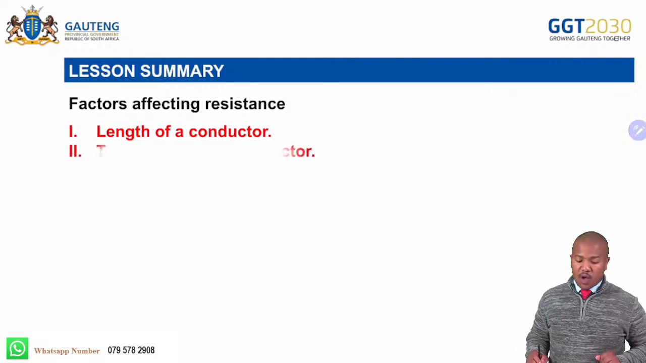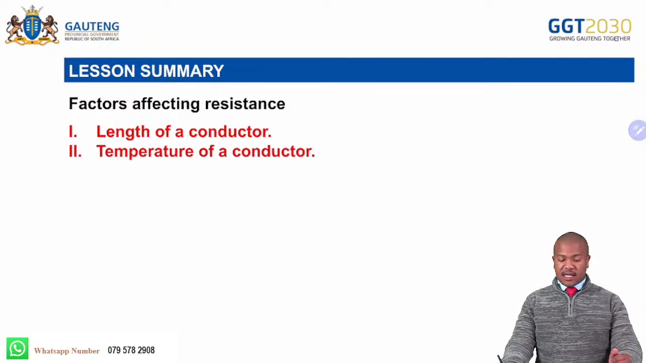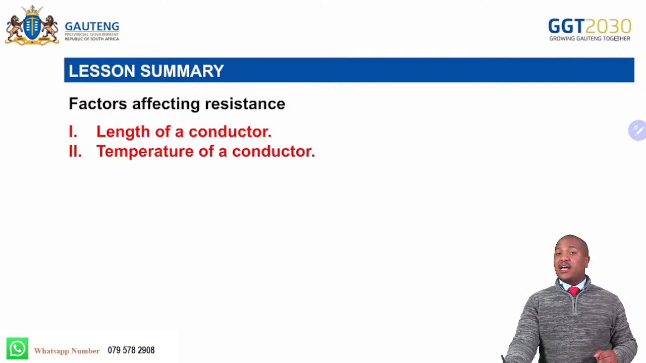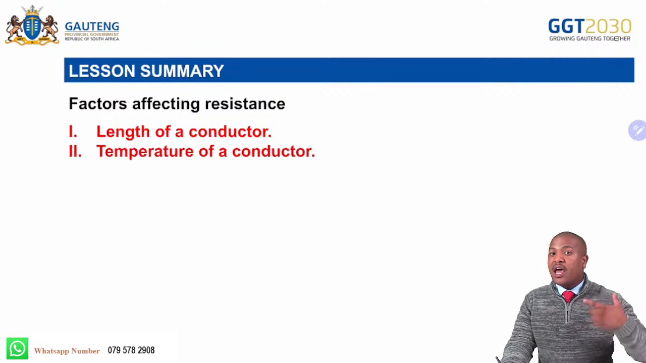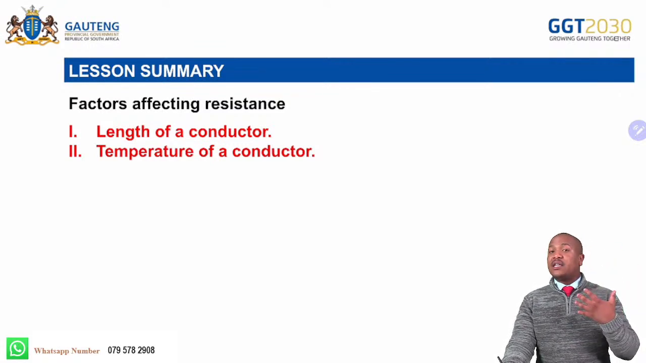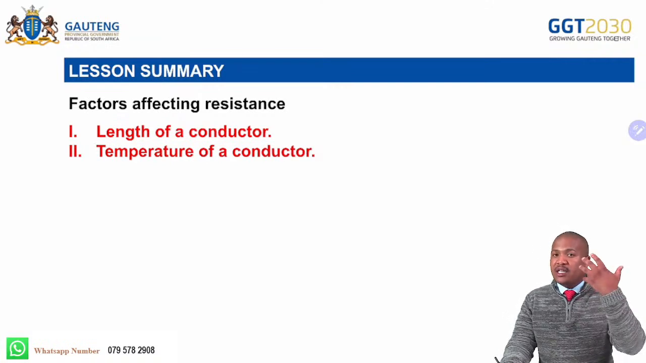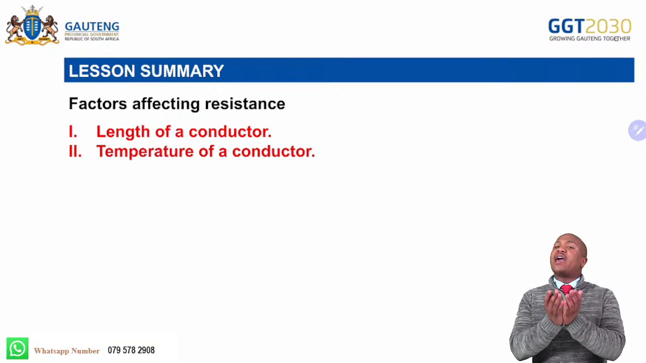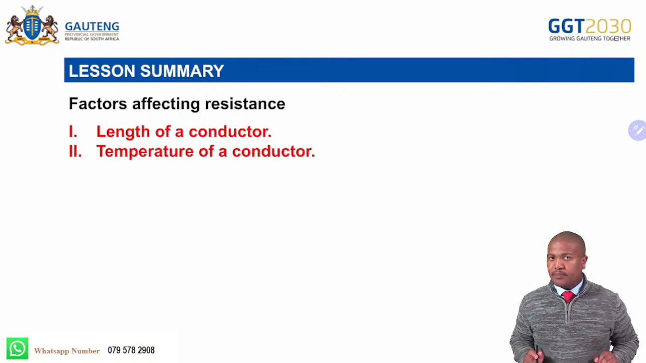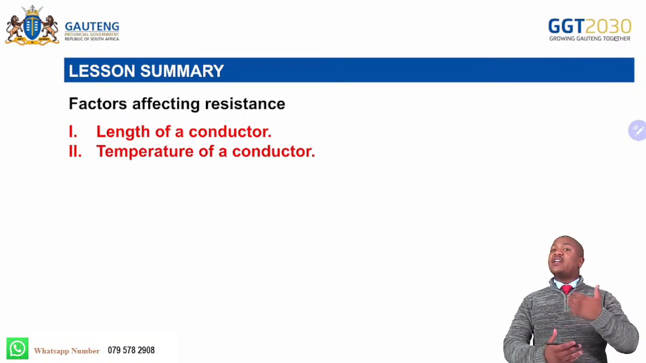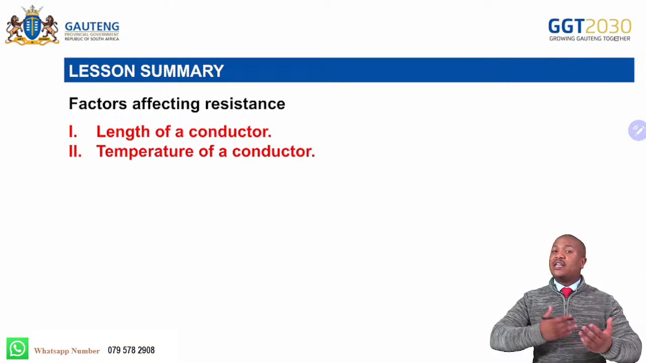And also, another factor that affects resistance is the temperature of the conductor. We said that the higher the temperature, the higher the resistance. Or we said that the resistance increases with temperature. And I gave you also an example of an electric coil. We said that coil receives what? Electrical energy and transfers it into heat energy.